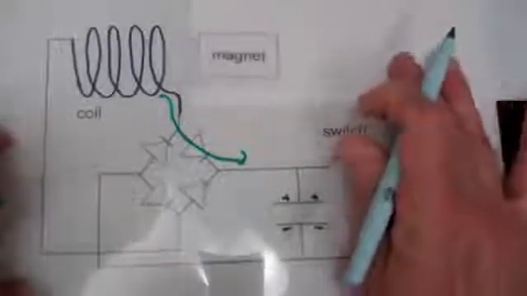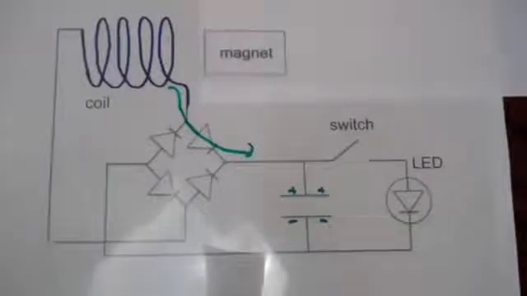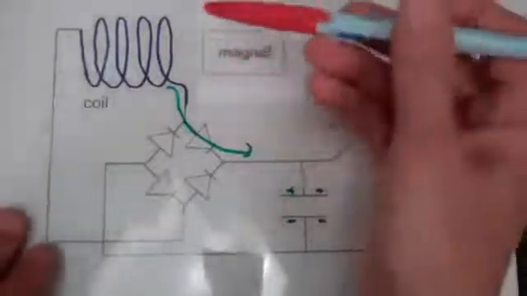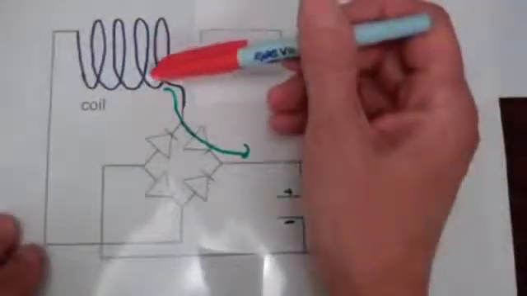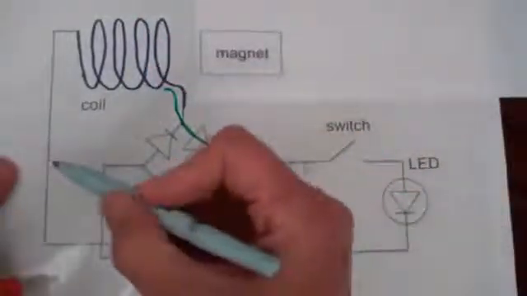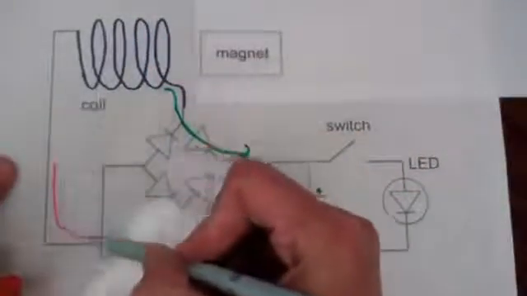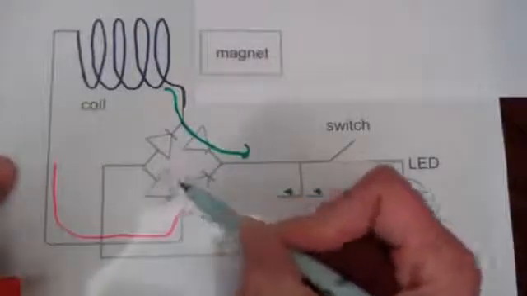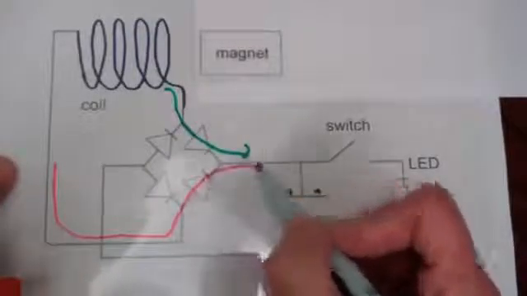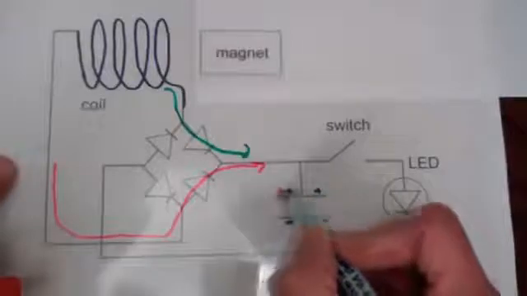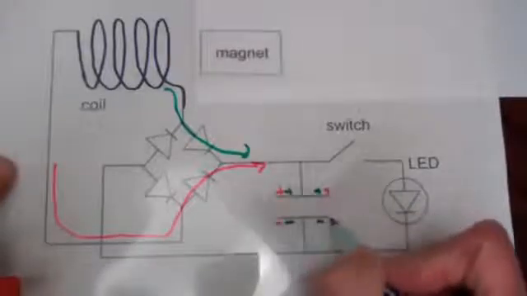Now when the magnet is sliding out, the field is decreasing, and so now there will be a clockwise current generated in the coil, and so the current will be flowing like this. This diode will block the current, this one will let it pass, and again positively charge the top plate.